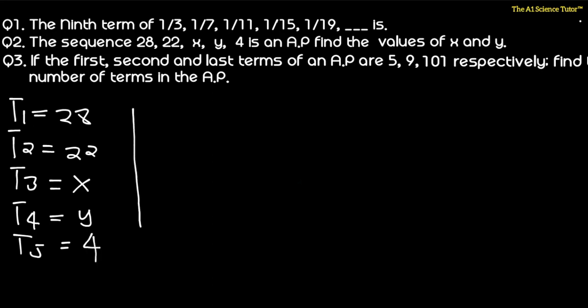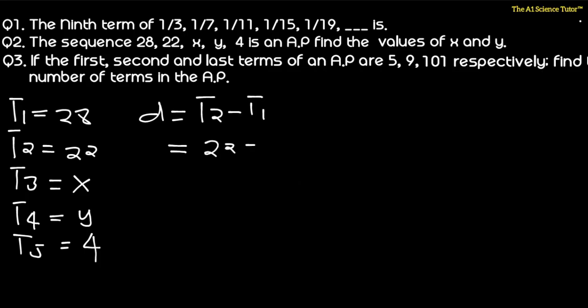As you can see, there is a decrease in the terms being formed. That means the common difference should be a negative number. Now you know that the common difference D is T2 minus T1. You could also have T3 minus T2. In this case, we could just use this once because it gives us numerical values. So T2 is 22 and T1 is 28. If you subtracted 28 from 22, that should give you negative 6.